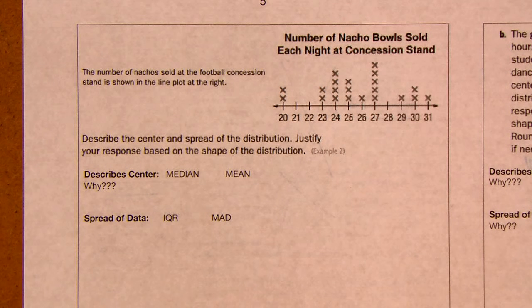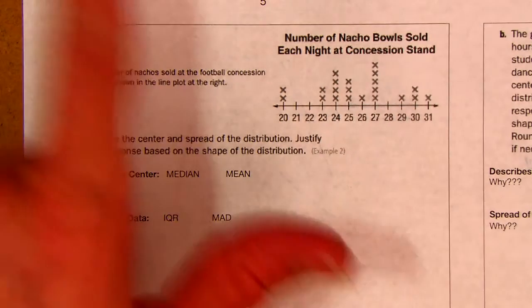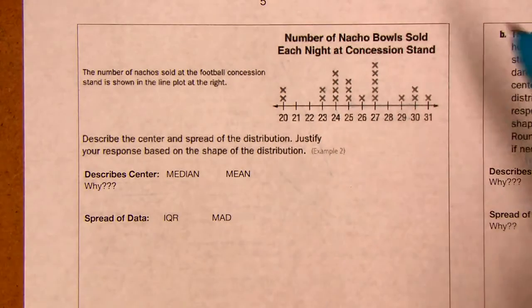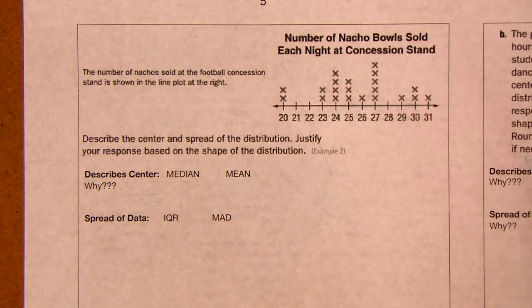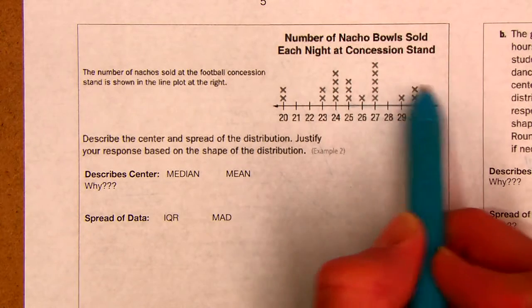And those X's, each X represents a total for one night at the football stadium. All right, so we have it is not symmetric. There is no way that's symmetric. So first of all, let's describe. It doesn't say to, but if we were talking about clusters, gaps, I would say not symmetric. There's probably a cluster here, and maybe here. There's 2 gaps. There's a peak, and I don't think there's an outlier.